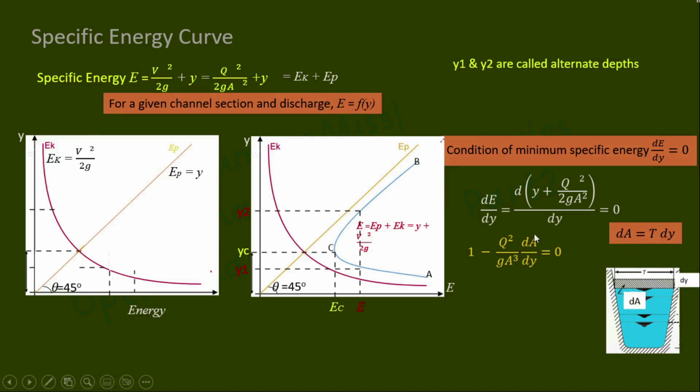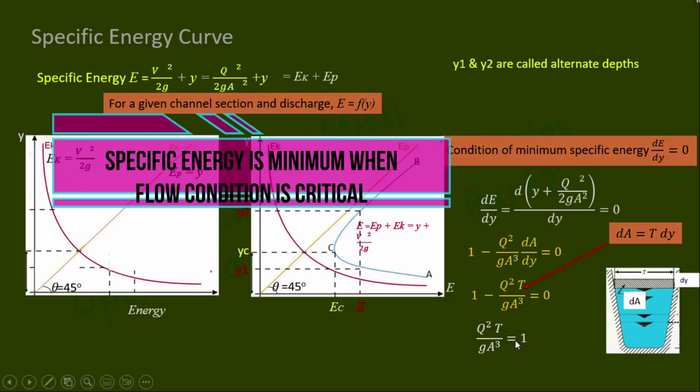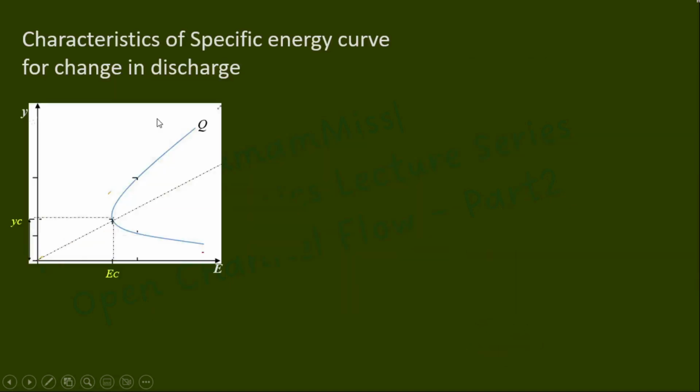If you replace dA by dy in terms of T, then this equation becomes 1 minus Q square T by gA cube equal to 0, or Q square T by gA cube equal to 1. This condition represents the minimum specific energy. This equation represents the condition of minimum specific energy irrespective of the shape of the channel. Now let us discuss the characteristics of the specific energy curve for a change in discharge.